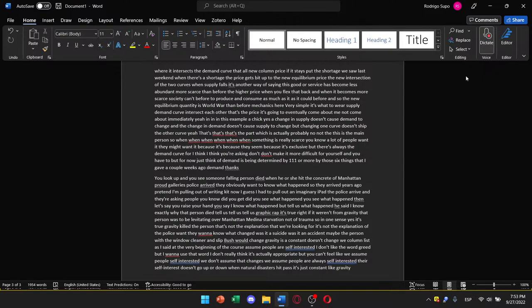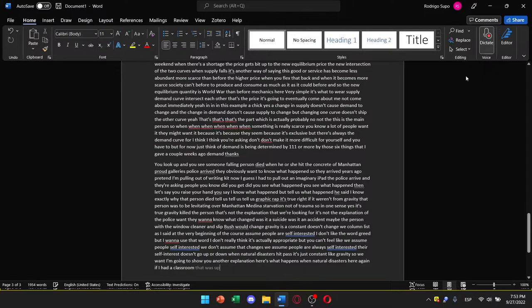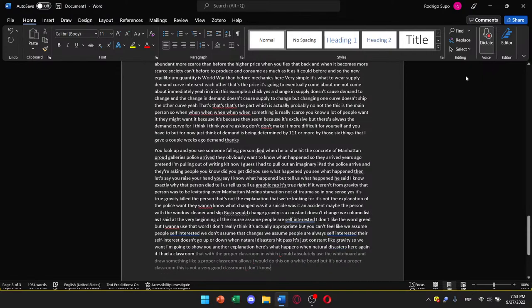So I'm going to show you another explanation. Here's what happens when natural disasters hit. Again, if I had a proper classroom in which I could actually use a whiteboard and draw something, I would do this on a whiteboard. But it's not a proper classroom. It's not a very good classroom. I don't know if I mentioned that before. So here's what I have to do.